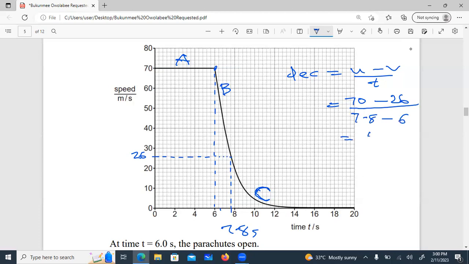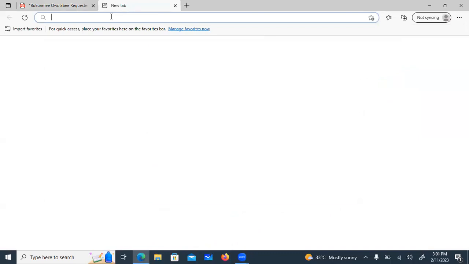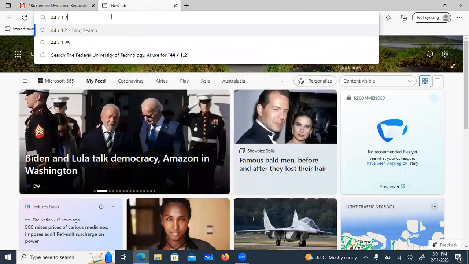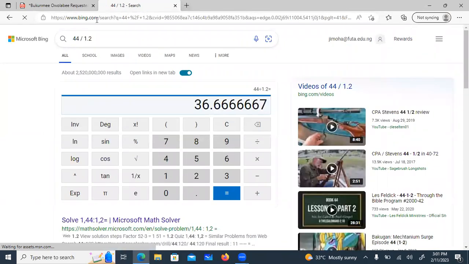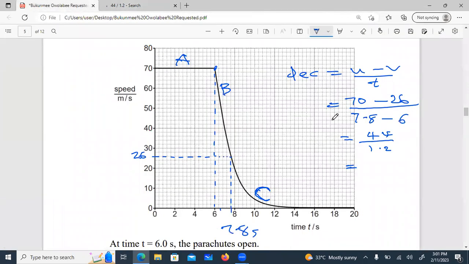70 minus 26 gives us 44. 7.8 minus 6 gives us 1.2. If you divide 44 by 1.2, what will you get? Whichever answer you get, you put it down there as your answer. Let me just check this. 44 divided by 1.2 gives us 36.67. So that is going to be the deceleration, 36.67 meters per second squared. So you put the correct answer as well as the correct SI units. And that is what you have here.